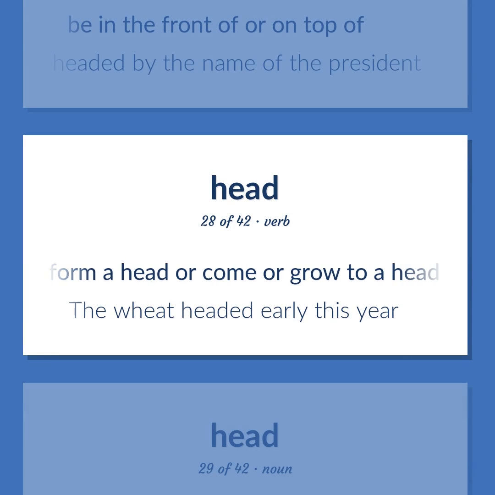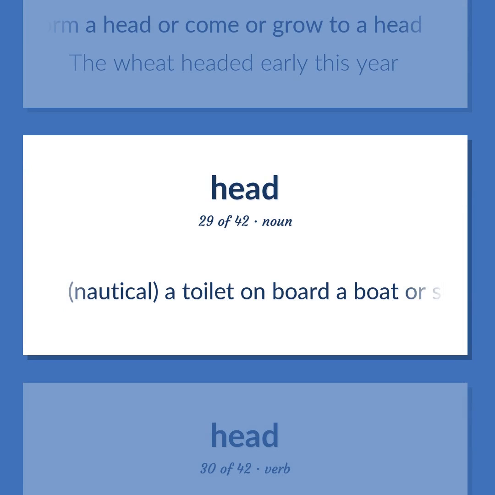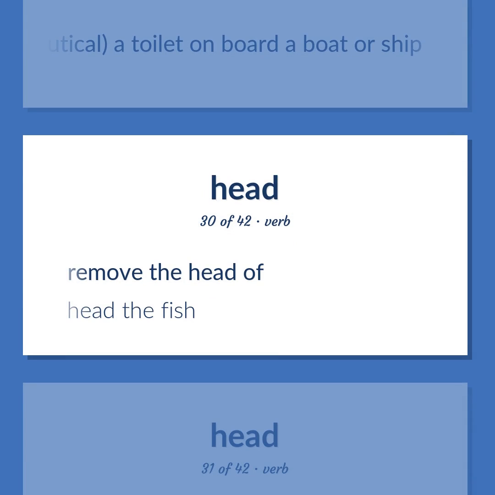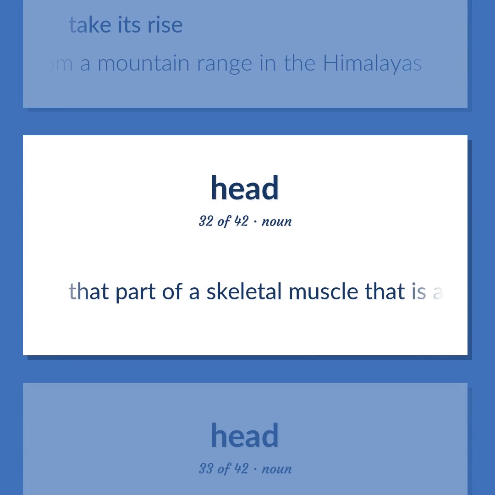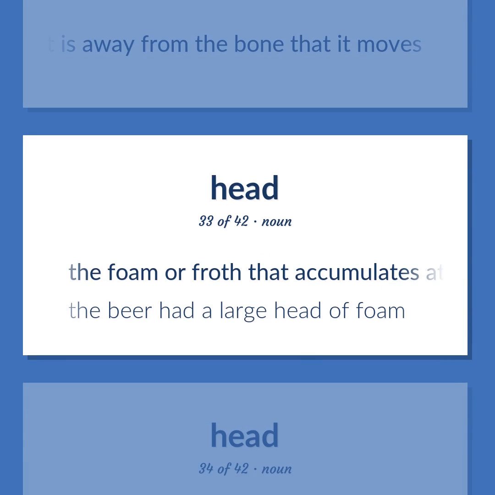Form a head or come or grow to a head. The wheat headed early this year. Nautical. A toilet on board a boat or ship. Remove the head of. Head the fish. Take its rise. These rivers head from a mountain range in the Himalayas. That part of a skeletal muscle that is away from the bone that it moves. The foam or froth that accumulates at the top when you pour an effervescent liquid into a container. The beer had a large head of foam.